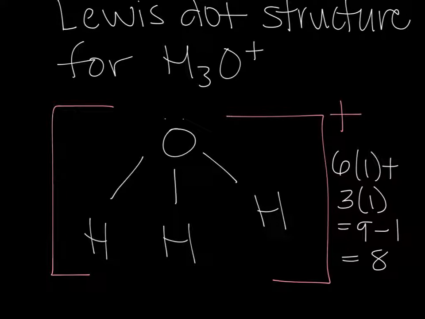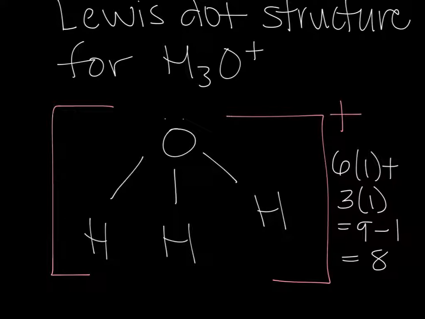Okay, here is our Lewis dot structure for hydronium. Here we have 6 valence electrons from oxygen, and we have 3 valence electrons from hydrogen, which will give us 9. And you subtract 1 because you're getting rid of an electron here. So you will be given 8 electrons altogether.